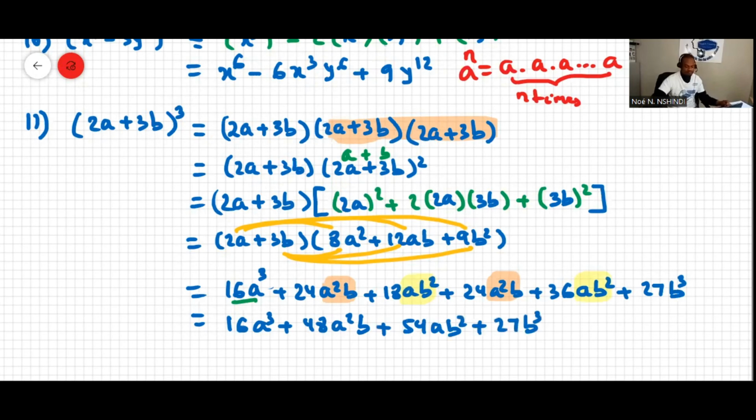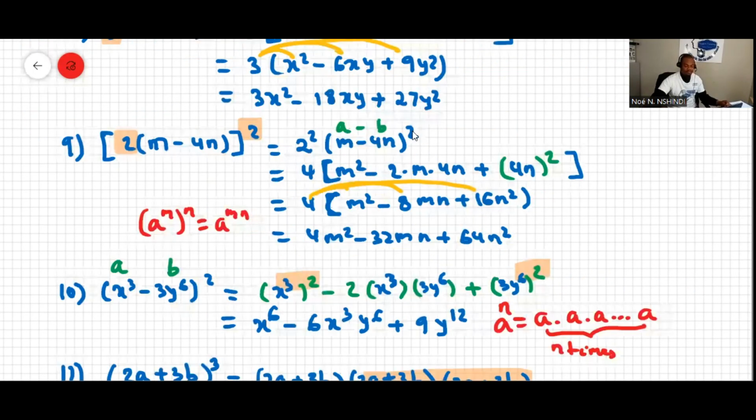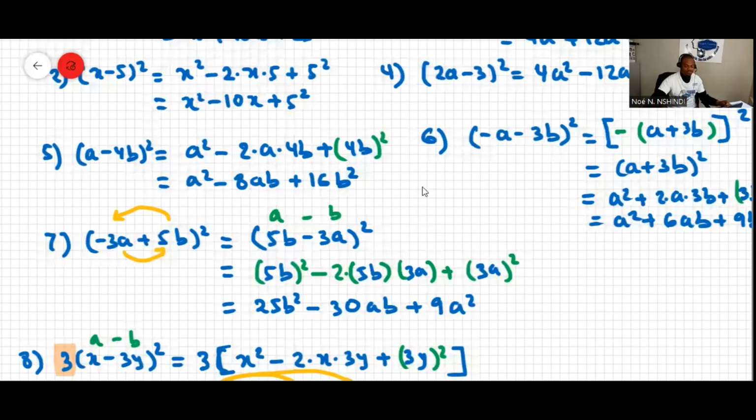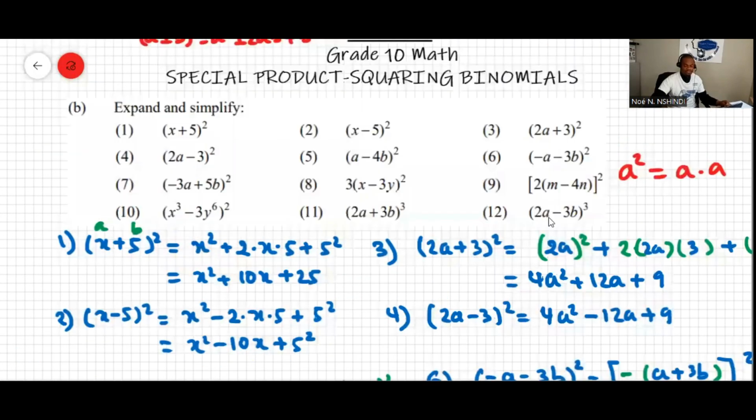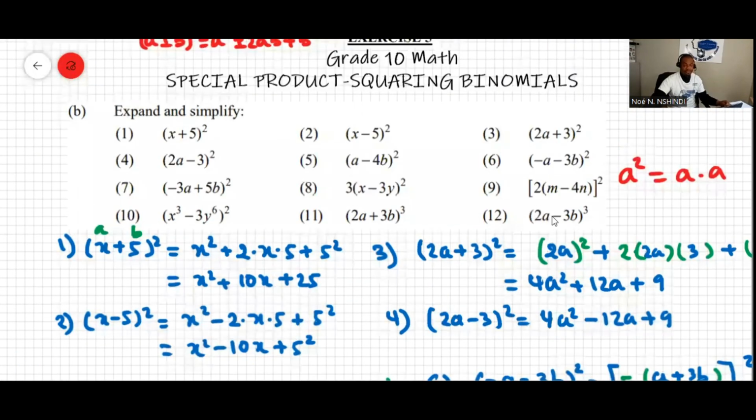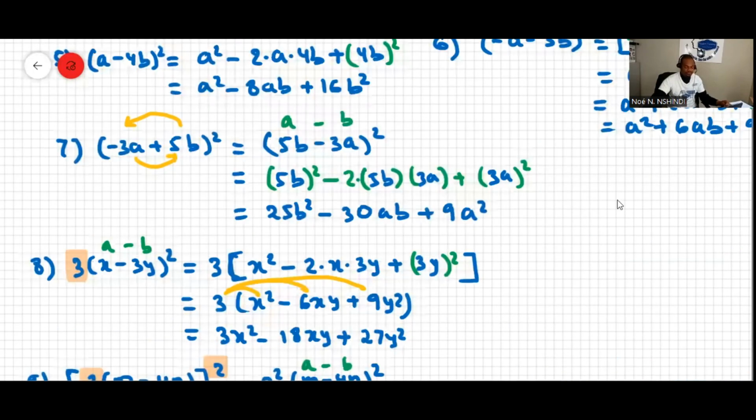Okay. So the same way we did this question, I will let you do question 12 because it's just the same thing but with a minus here. So now you're going to attempt to do question 12 yourself.